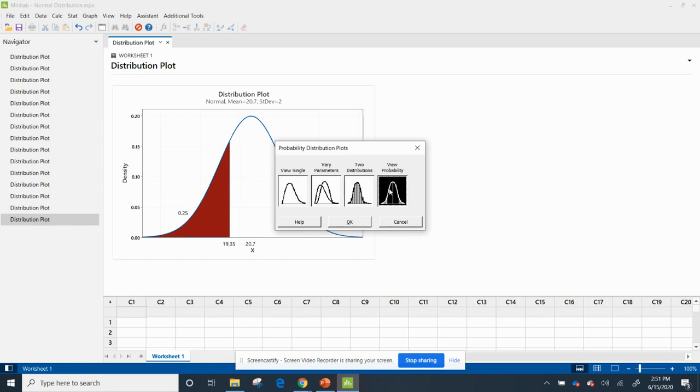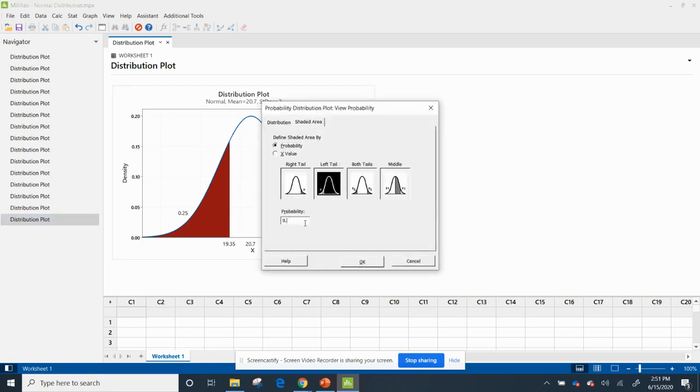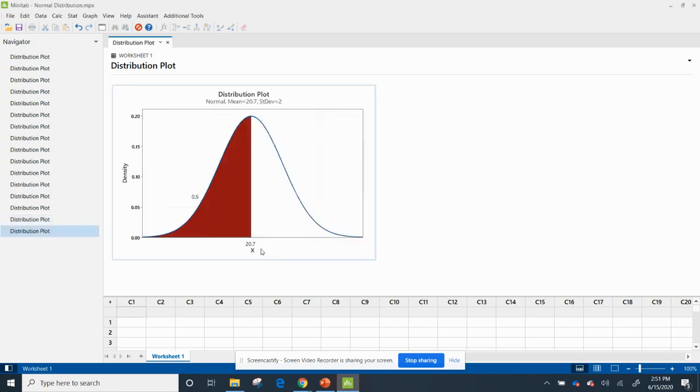What if I do 50%? What do you think it's going to be if I do 50%? Look, it's the same as the mean. Remember, with normal distribution, the mean and the median equal each other, and I'm seeing that right here. 50% of the data is on the left of the mean, 50% of the data is on the right of the mean. So if I'm given a percentile, that's how you do it.